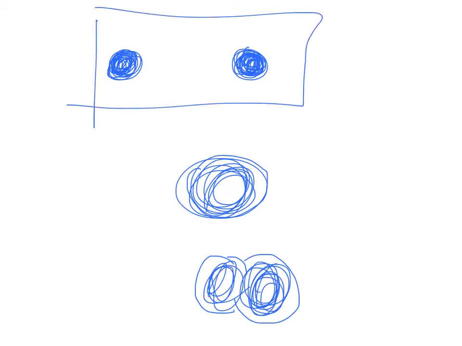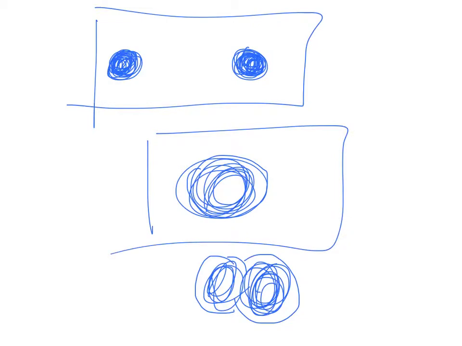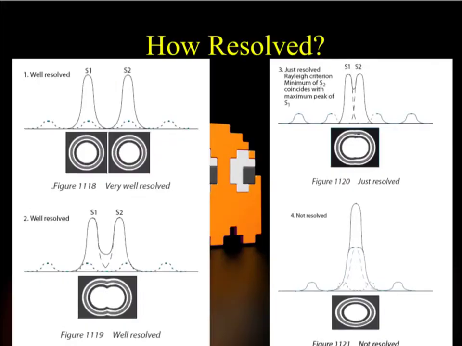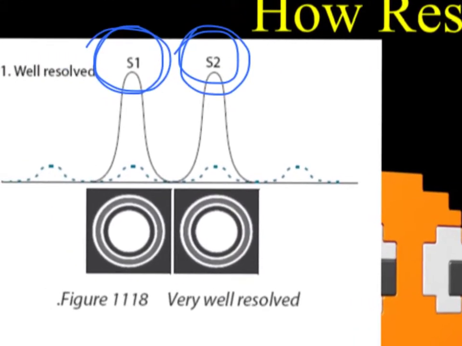Here we have something that's fully resolved. Here you have where you're not able to resolve the two points at all. And the point where they're still well resolved occurs when the primary maxima of the two sources, I'll call this source 1 and source 2, are separated, and you can resolve the two objects.